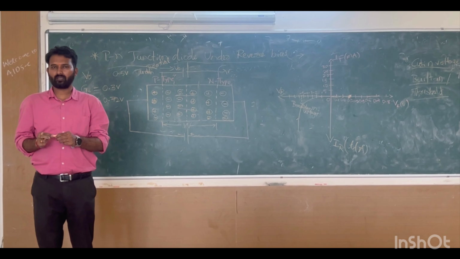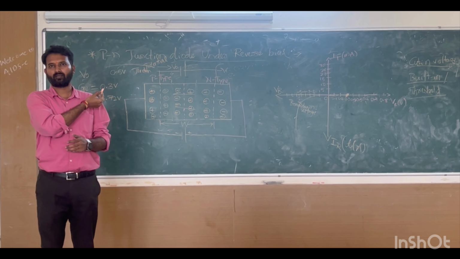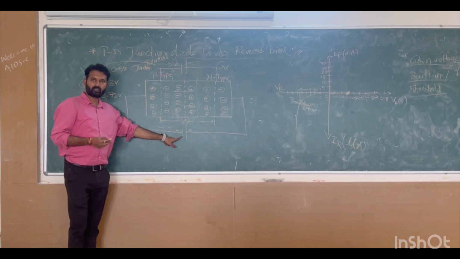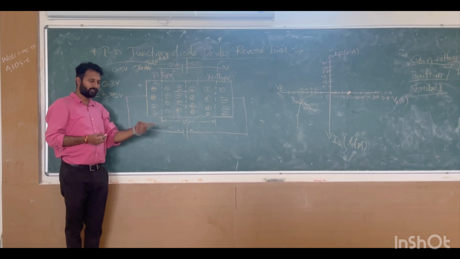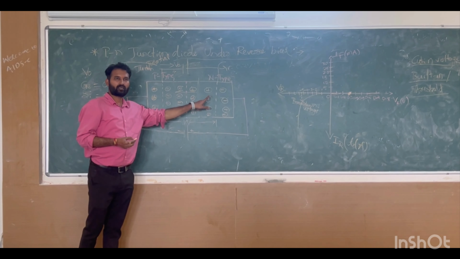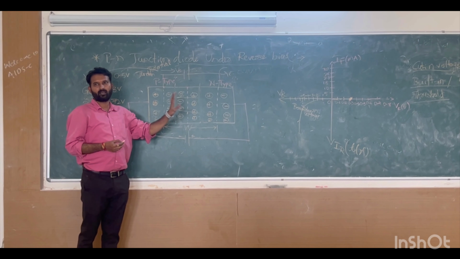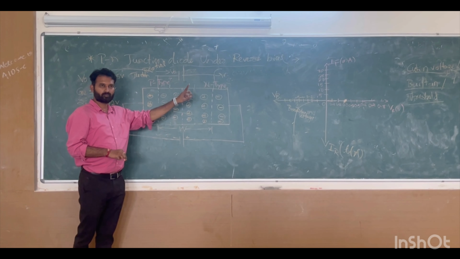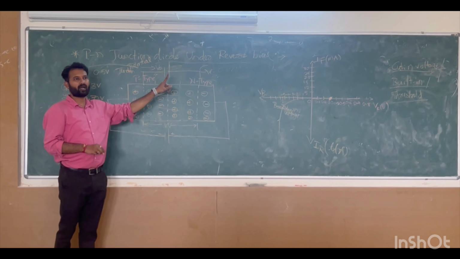PN junction diode under reverse bias. Before that, let me tell you what we mean by reverse bias. When the negative terminal of the battery is connected to P type and the positive terminal of the battery is connected to N type, then the applied potential is called reverse bias, and the diode is said to be under reverse bias condition.